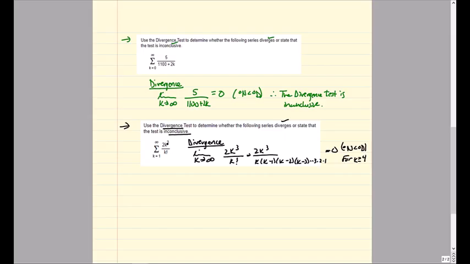Because at k cubed, if I had a 3 down here, then that would not even out. So that couldn't compare that. So I want to be able to look at for k greater than or equal to 4. So therefore, the divergence test is inconclusive.